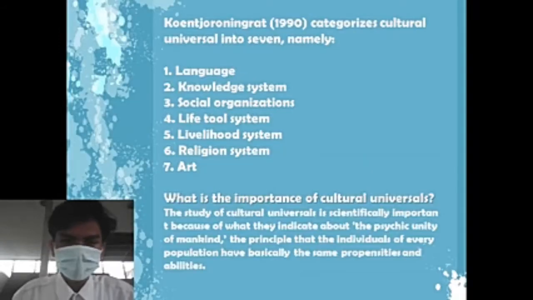Okay. Koentjaraningrat categorizes cultural universals into 7, namely, number 1, language, 2, knowledge systems, 3, social organizations, 4, equipment and technology systems, 5, livelihood system, 6, religion system, and 7, art. What is the importance of cultural universals? The study of cultural universals is essentially important because of what they indicate about the psyche and unity of mankind. The principle that the individuals of every population have basically the same propensities and abilities.